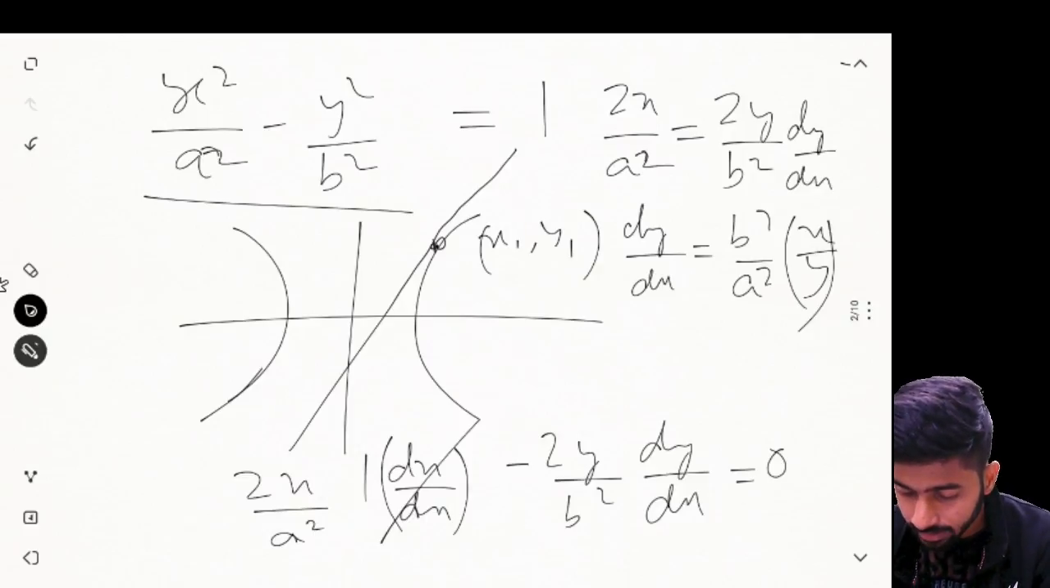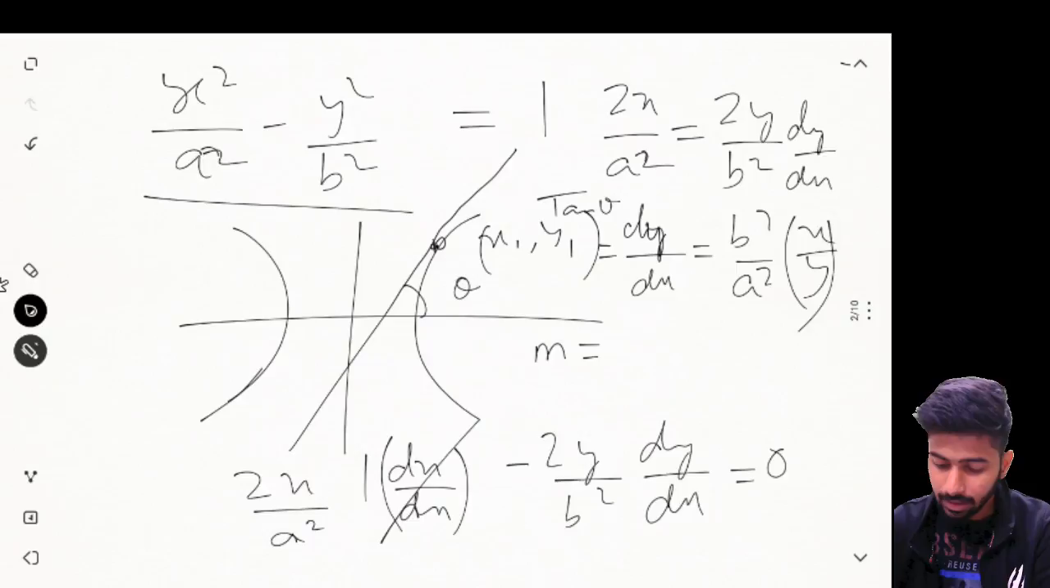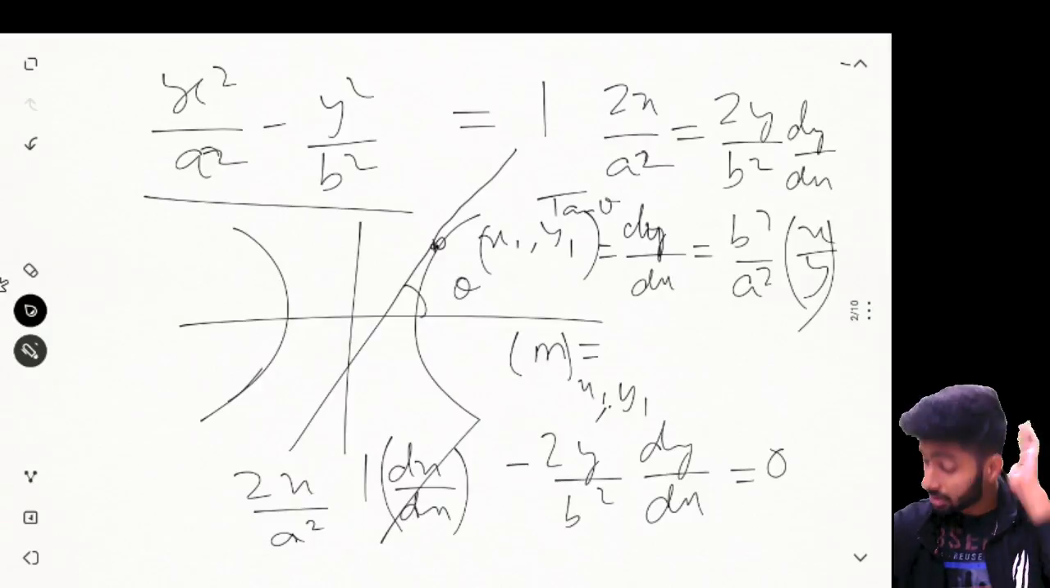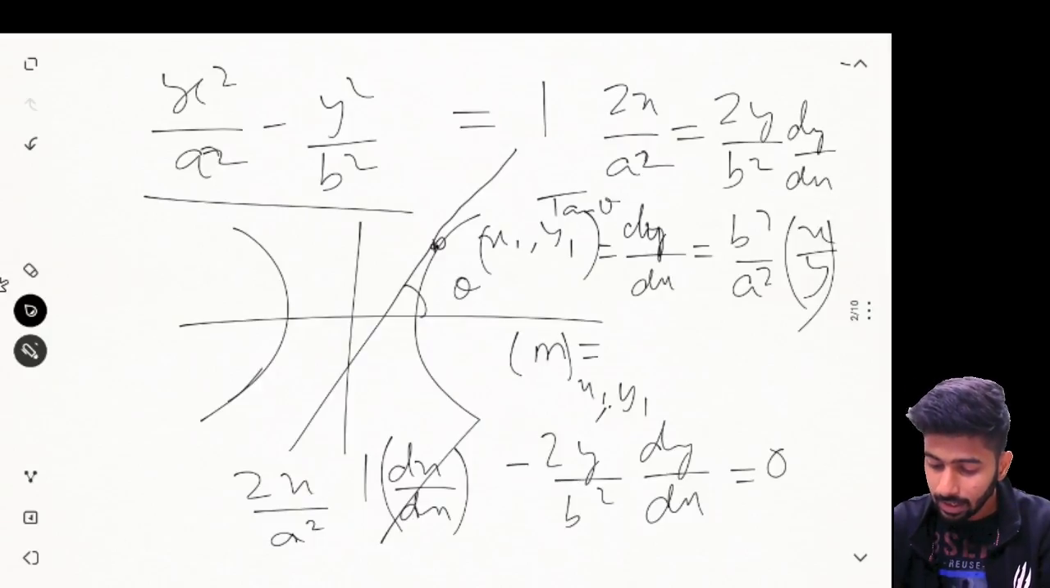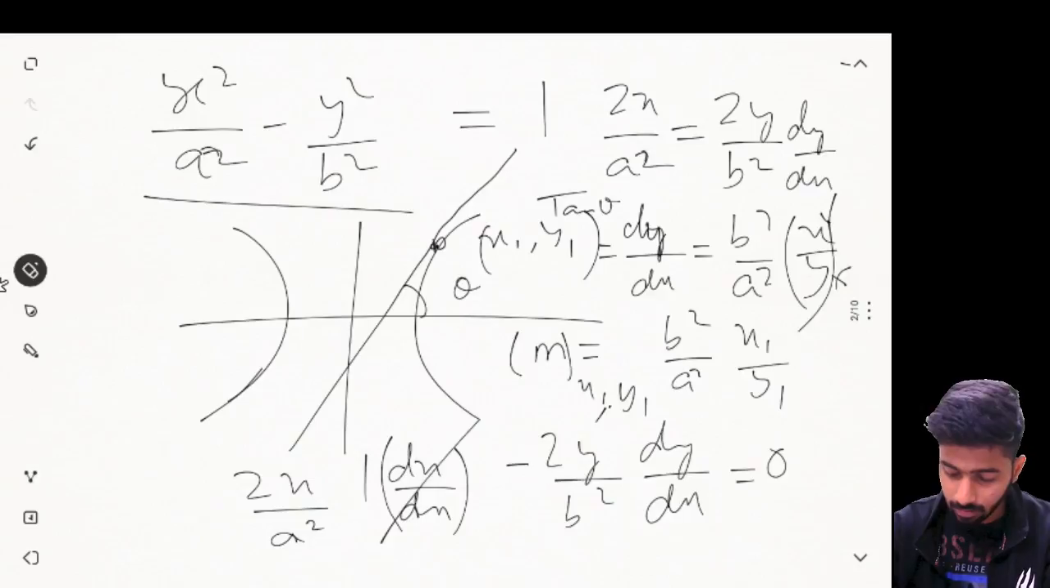Like, this dy by dx is the slope of this line, right? You can actually say if this is theta, dy by dx is basically tan theta, right? Or it is the m of the line. So m of the line, I want it at x1 y1, right? I just don't want a general one. I want the equation of the tangent at x1 y1. So I'll put x1 y1 here. So what I'll get is b square by a square into x1 by y1. Right. So let us try to simplify this now.